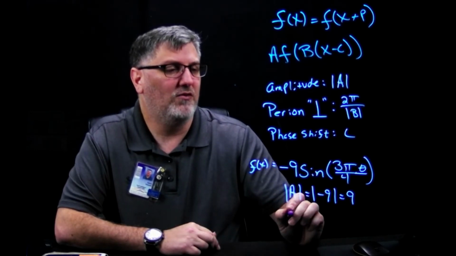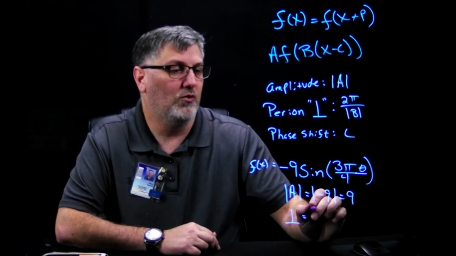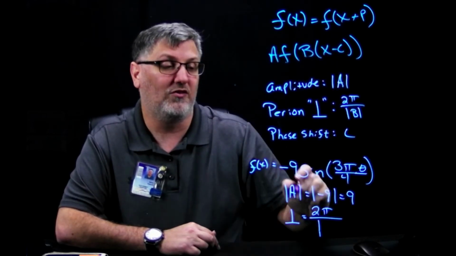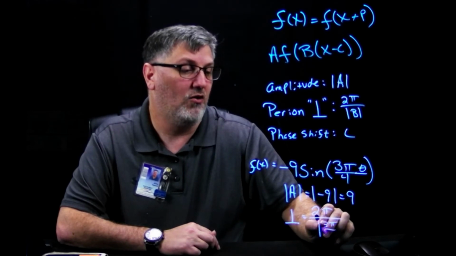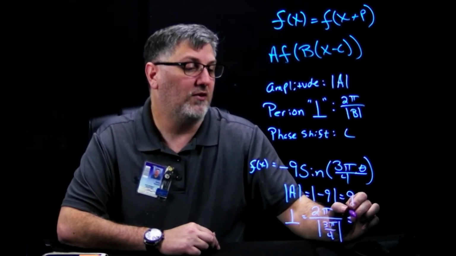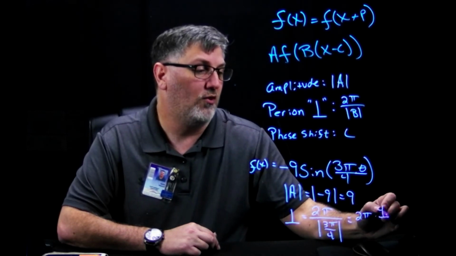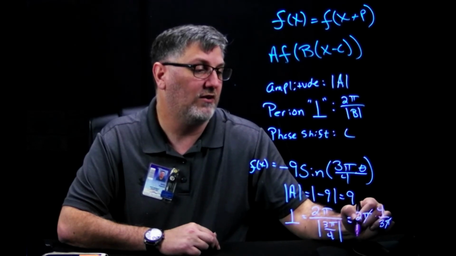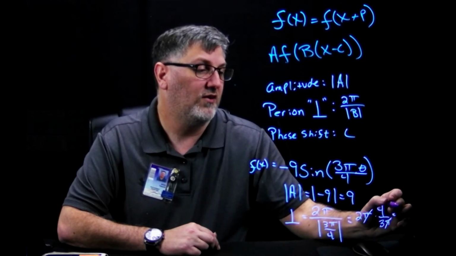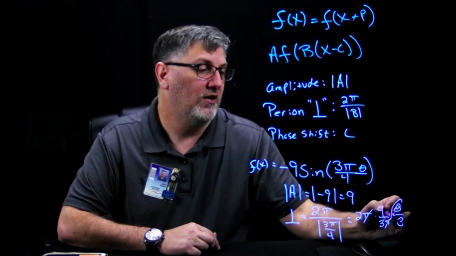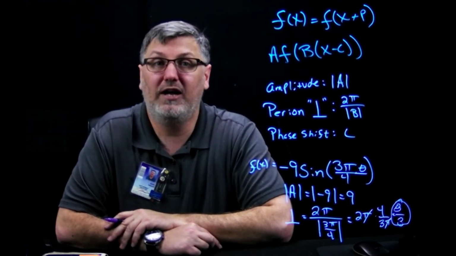Now, how about my period? To find my period, I'm simply going to do 2 pi divided by the absolute value of my b. Well, my b is this 3 pi over 4. This theta is this x. Because there is no c, I don't need the parentheses. So 2 pi divided by 3 pi over 4 comes down to 2 pi times 4 over 3 pi. My pi's cancel, and I've got 8 over 3. So my period is 8/3 units, whatever it is, based upon the problem itself.